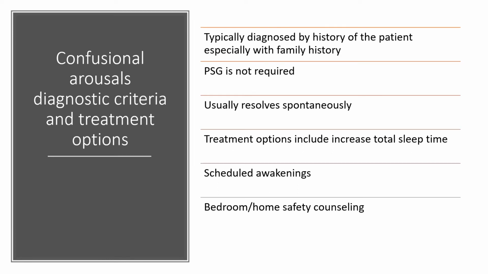So how do you diagnose confusional arousals, and what are some of the treatment options? Typically, the diagnosis is done by history of the patient, especially a family history where one or more of the parents actually has this type of disorder. Polysomnograph is not required in these cases. It usually resolves spontaneously. So as the kid gets older, the amount of confusional arousals will decrease. Some of the treatment options include increased total sleep time, meaning the longer someone has to stay in bed and go to sleep, the more likelihood they'll get adequate sleep.